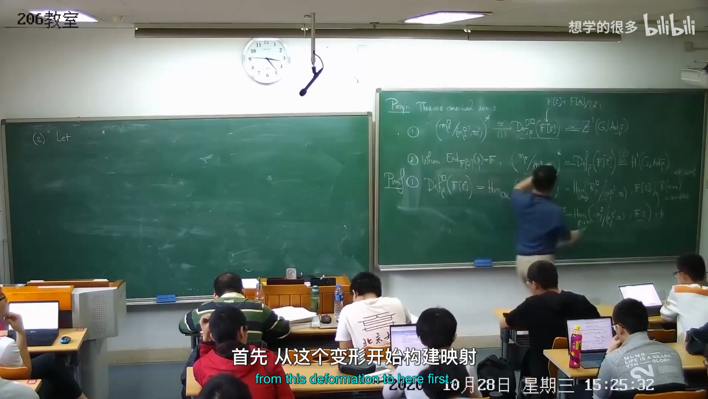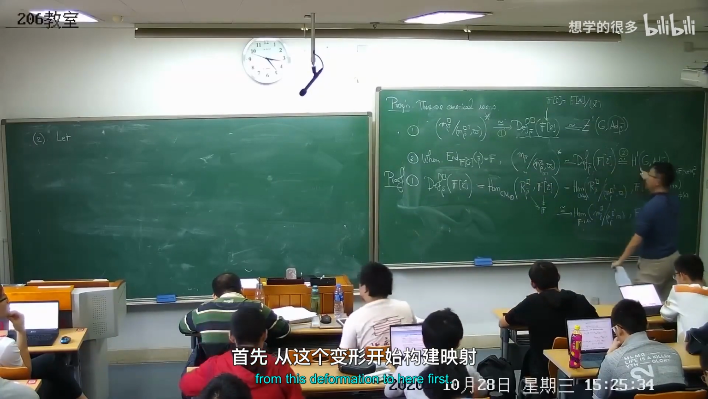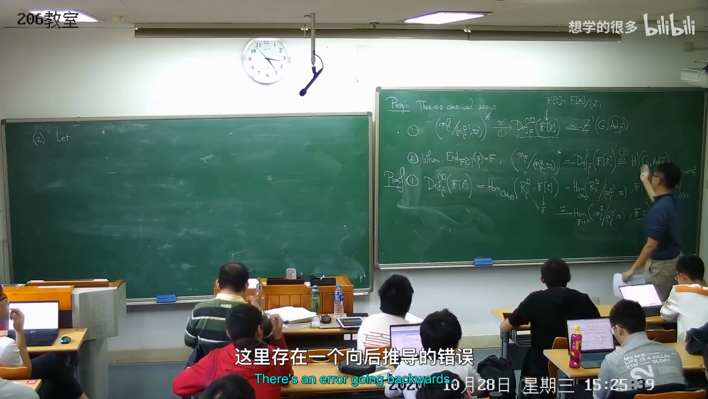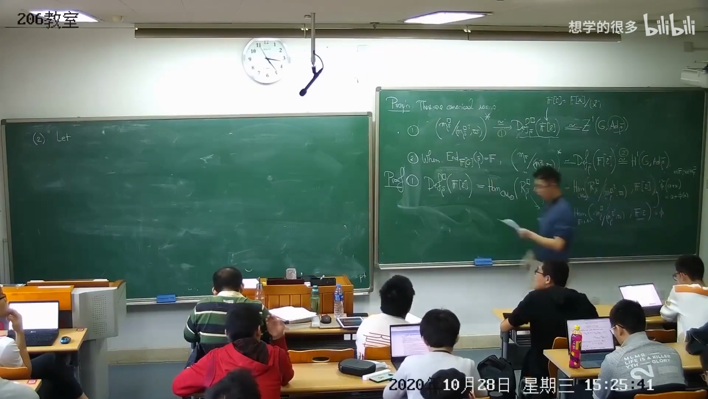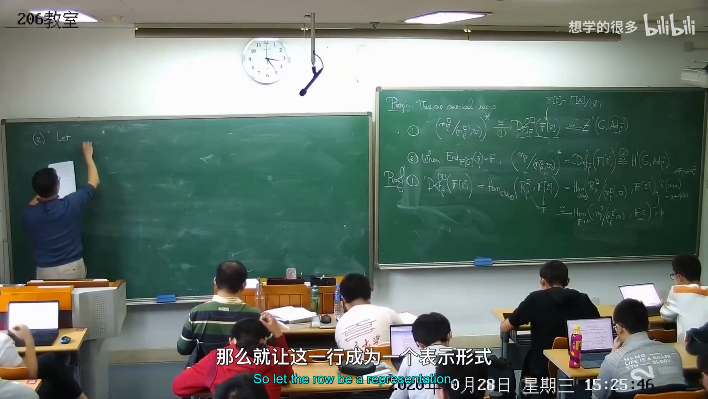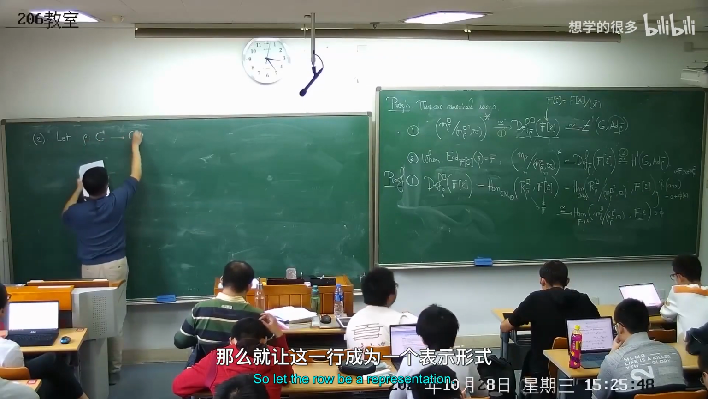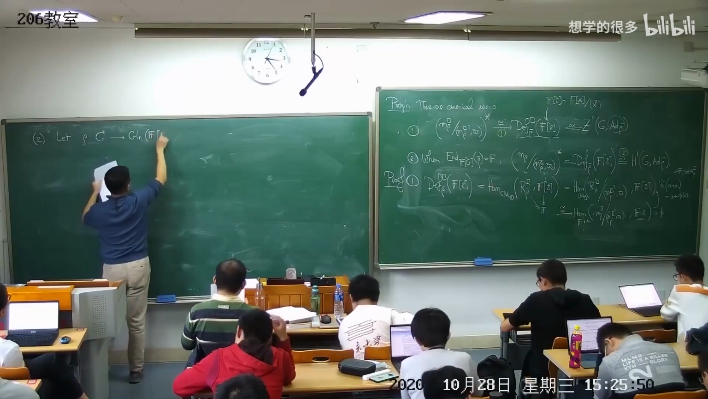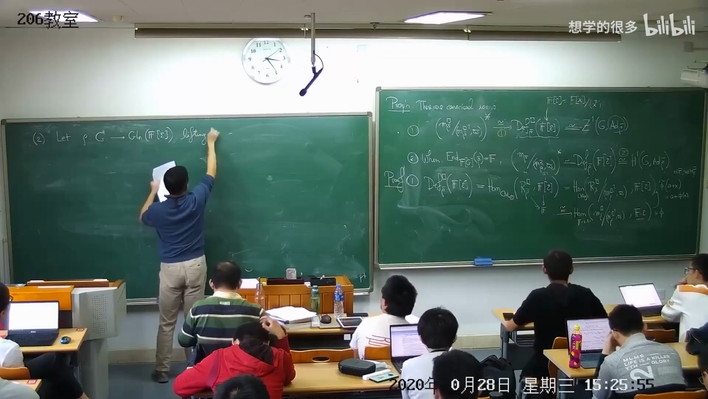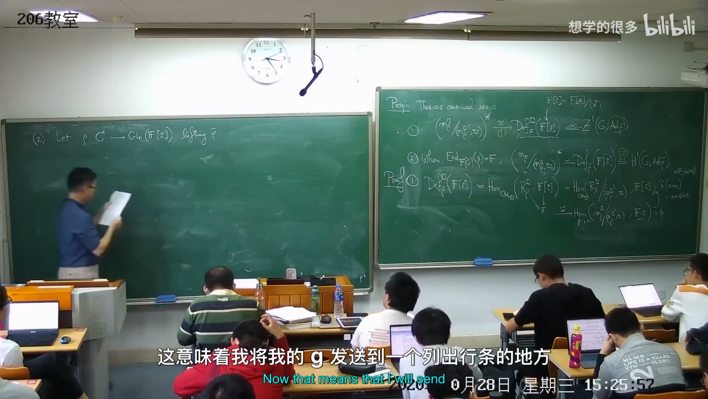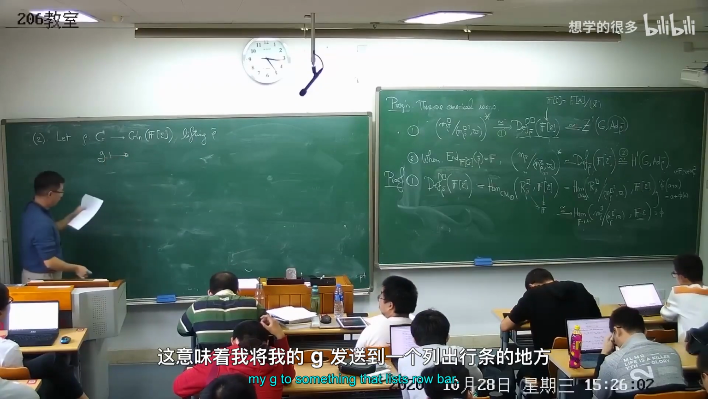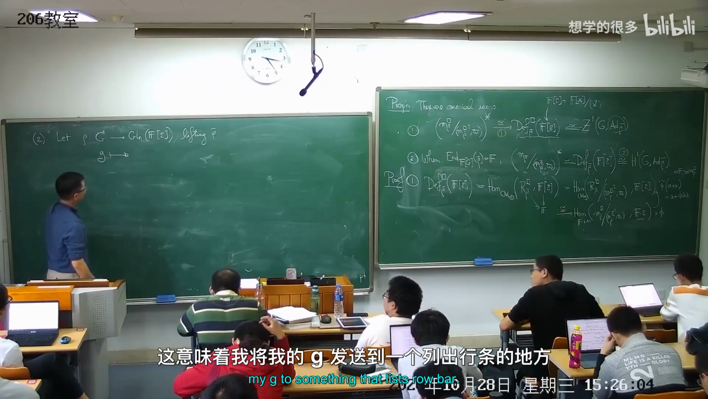Let's construct a map from this deformation to here first, and in the construction you're going to see that somehow there's an error going backwards. So let's see. Let rho be a representation lifting rho bar. Now that means that I will send my G to something that lifts rho bar.